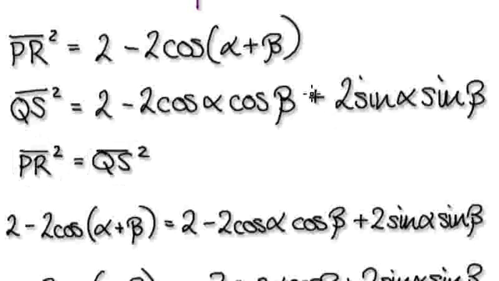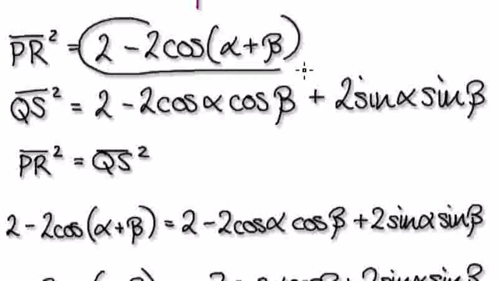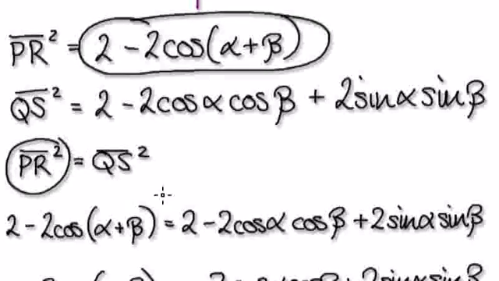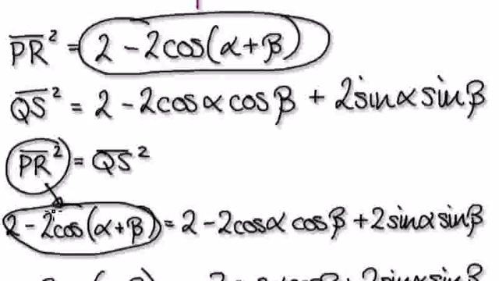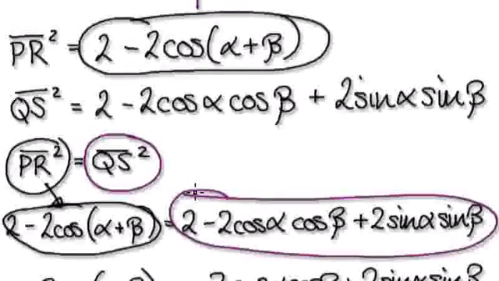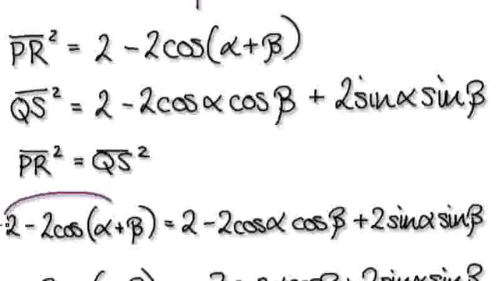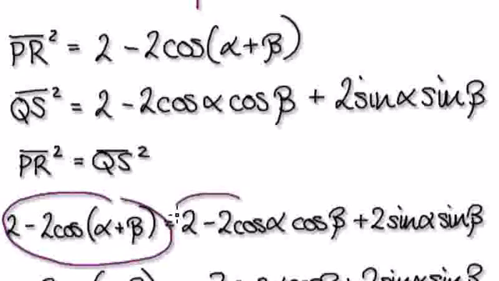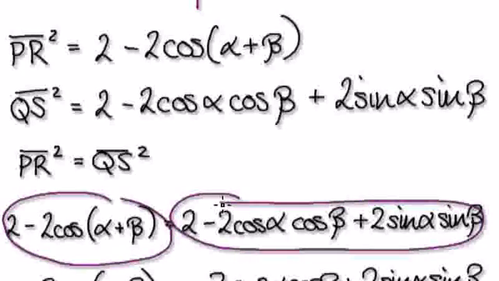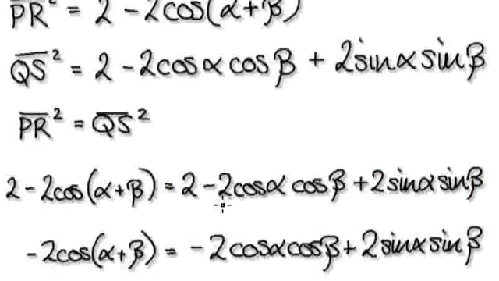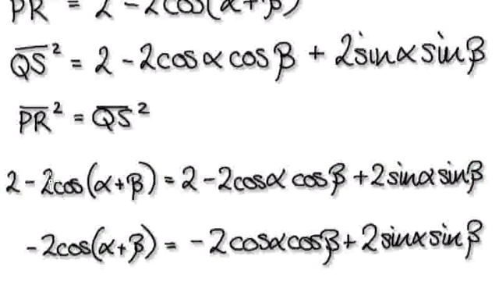So now it's just a matter of, this is your PR squared here. So PR squared is this bit here, and QS squared is this bit here. So we can now say PR squared equals QS squared. So now it's just a matter of tidying up this equation here.